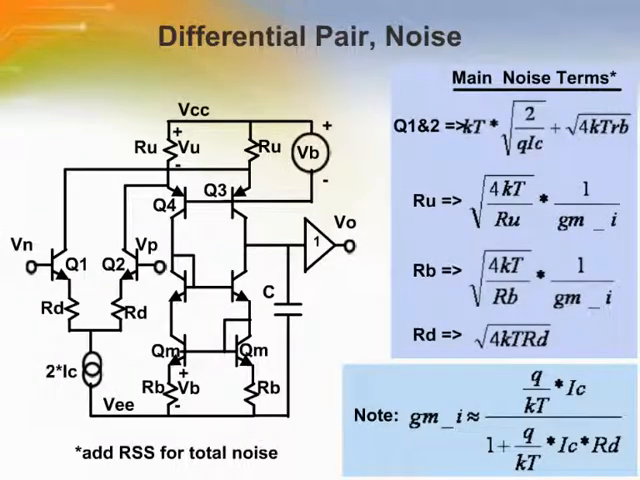The key point here is that the two-transistor differential pair architecture offers low noise, which is good, but also features low slew rates. There are four main noise contributors in the differential pair noise calculation: Q1 and Q2, RU, RB, and RD. The root of the sum of their squares equals the total noise of the amplifier.